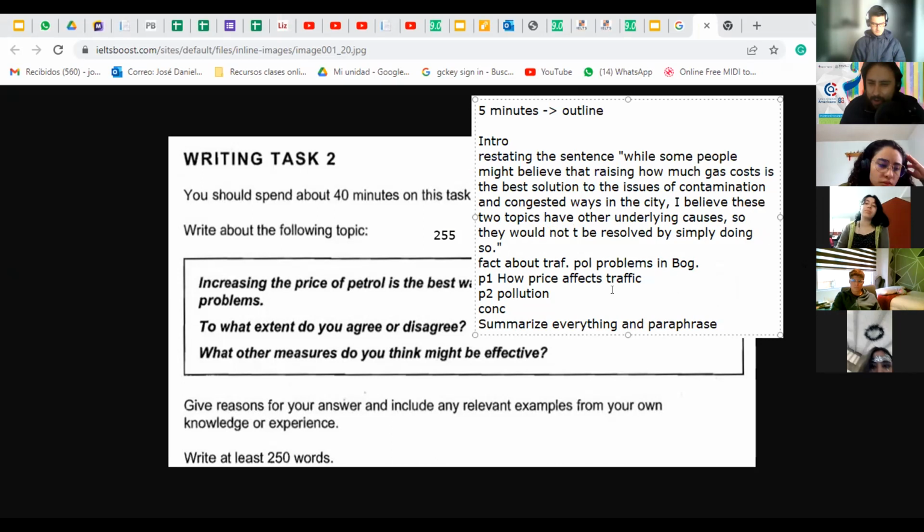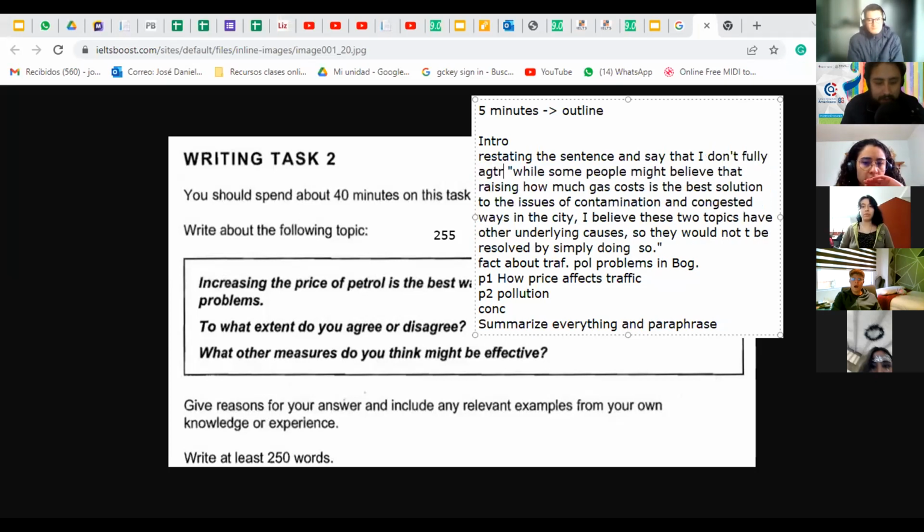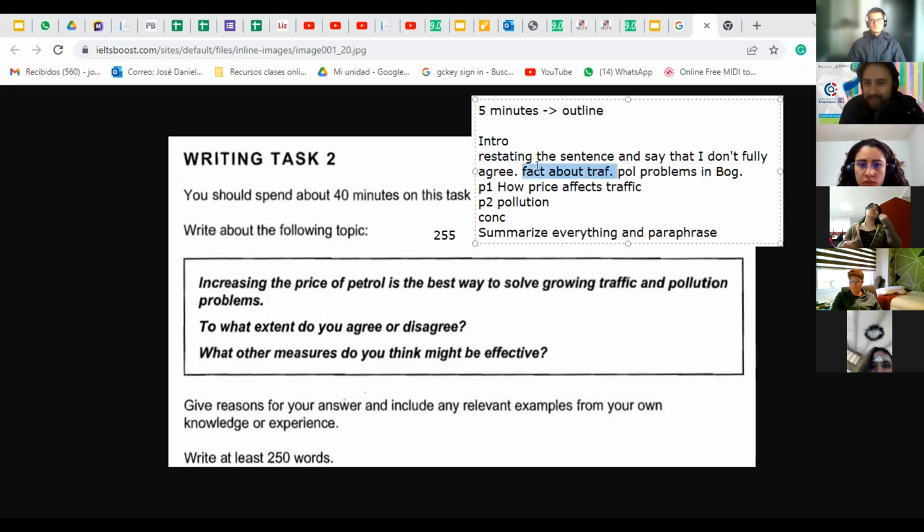Anyway, do you get more or less what I mean by the outline? Evidently, you would not write all of this in the outline. It's just maybe, okay, I'm just going to restate the sentence and say that I don't fully agree. That's it. I mean, what I did here would actually be more like the actual writing of the thing. Then maybe I wouldn't even have time for another hook. Just saying that might be enough for the introduction. Maybe this is optional. We'll see how that goes.